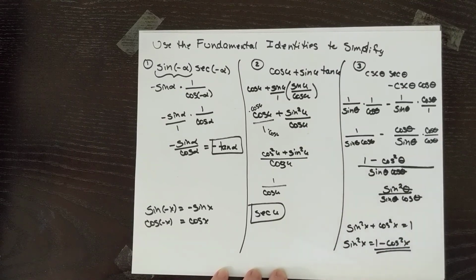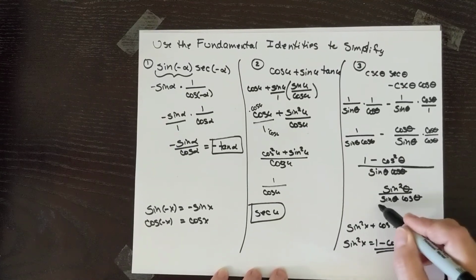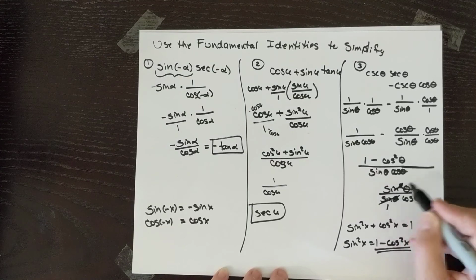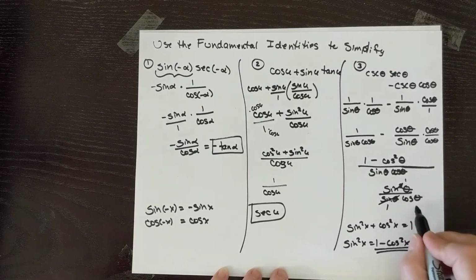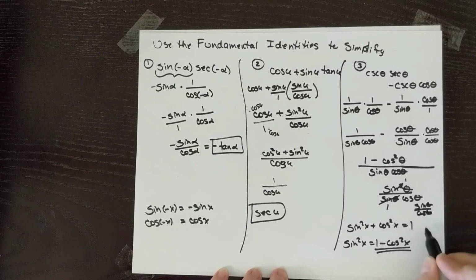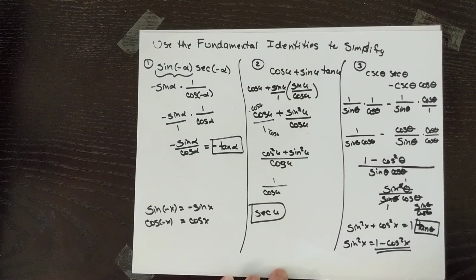Now, everybody's being multiplied, and one of these sines will cancel out with one of the others. This is going to be the sine over the cosine of theta, which is really the tangent of theta. And we simplified it down to just the tangent of theta.